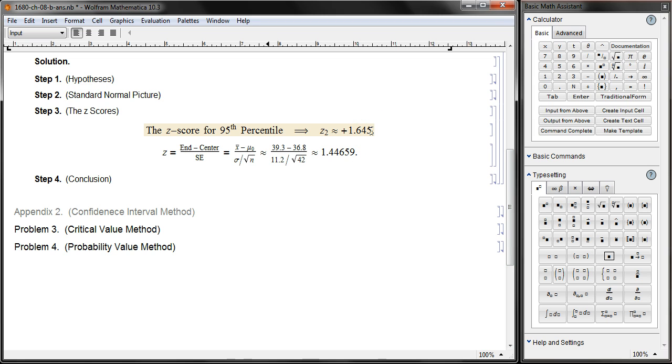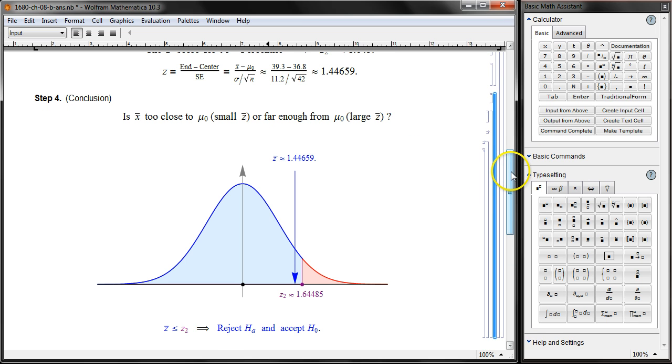We have z equals 1.645 approximately. That's coming from that 95% and 5%. This one comes from the computation. And compare those two.